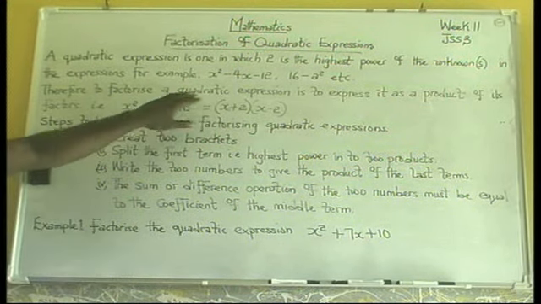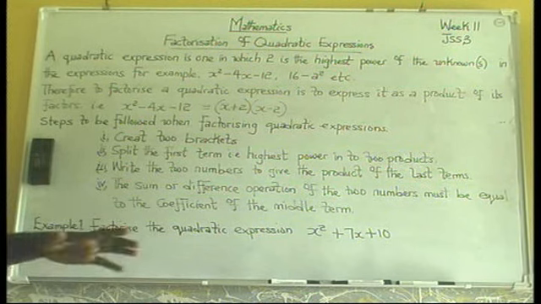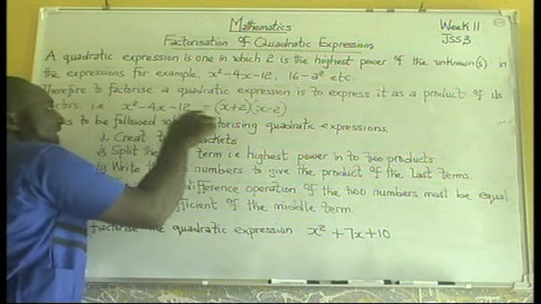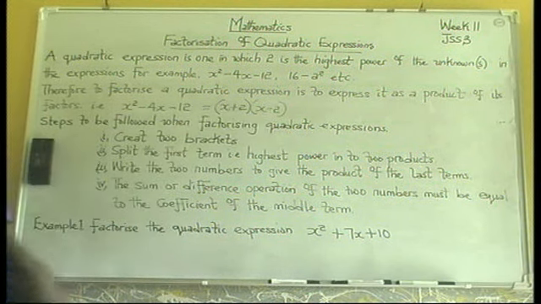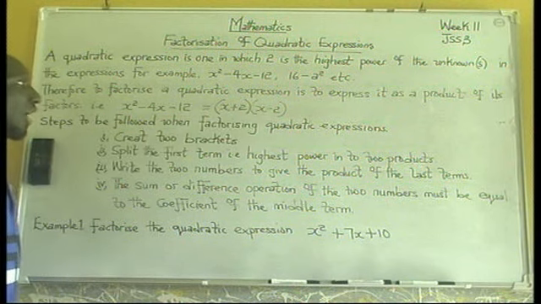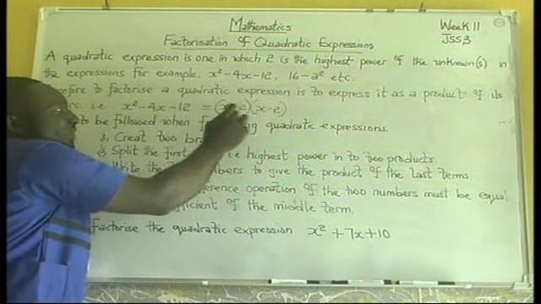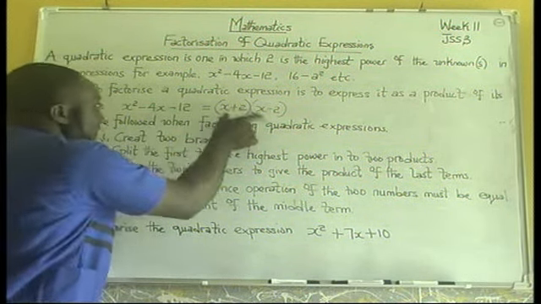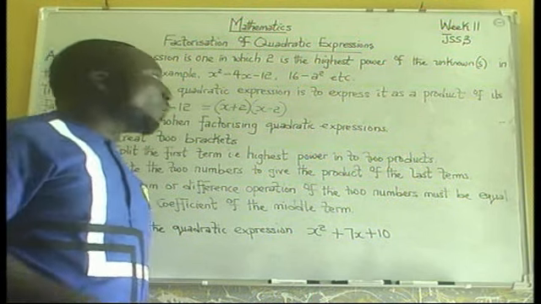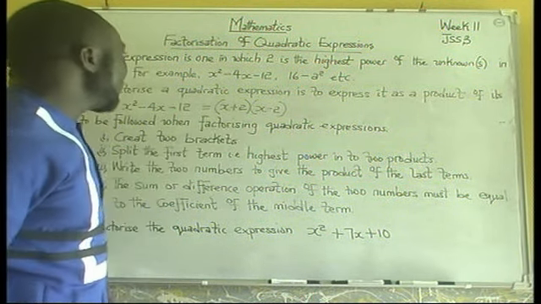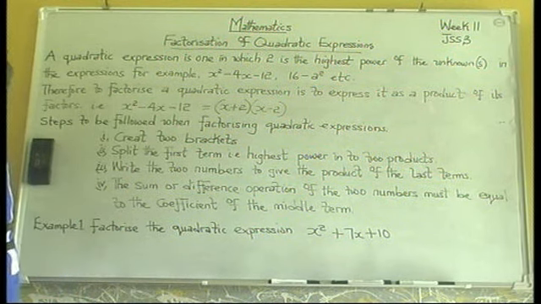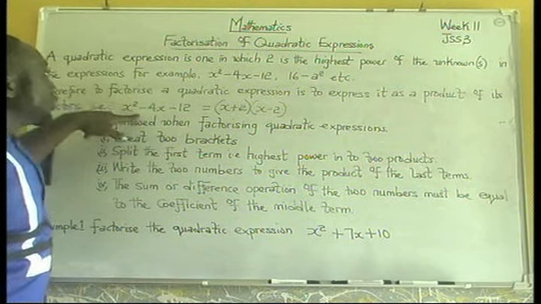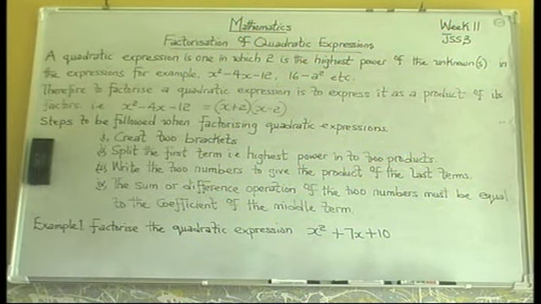Therefore, to factorize a quadratic expression is to express it as a product of factors. From the previous lesson, if we expand this, it will give this. Check the previous work, then you will know how to expand this and get this answer. But we now want to learn how to solve this quadratic expression to get this product of its factors.